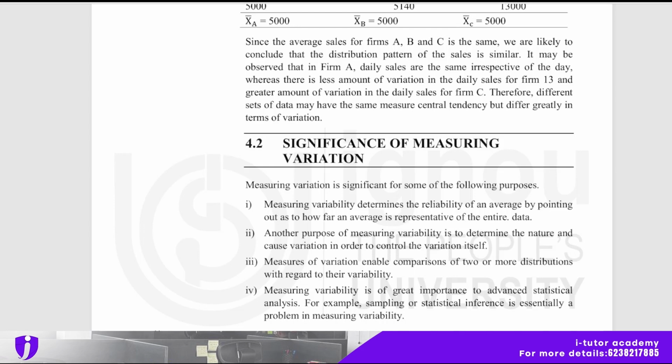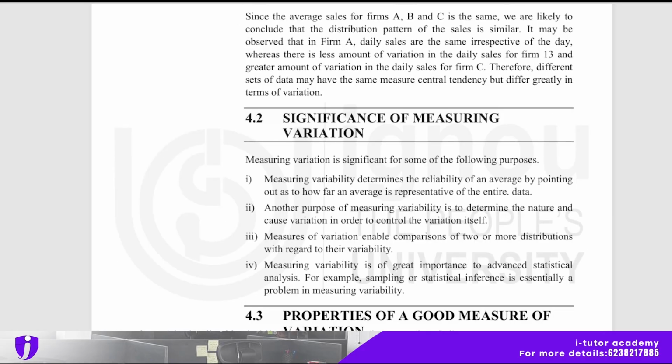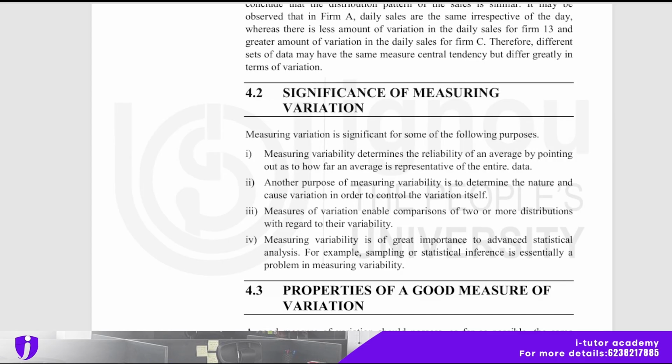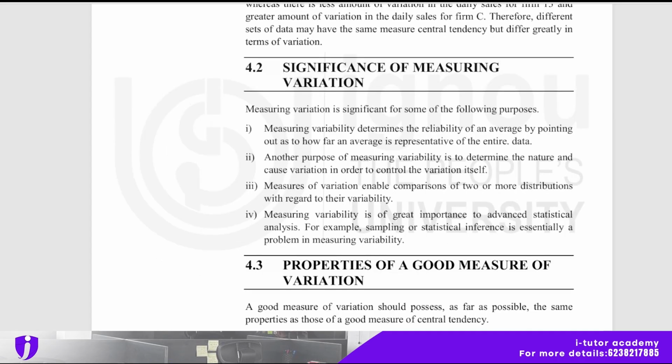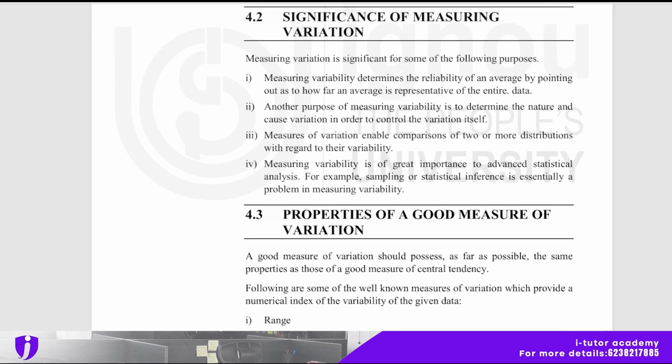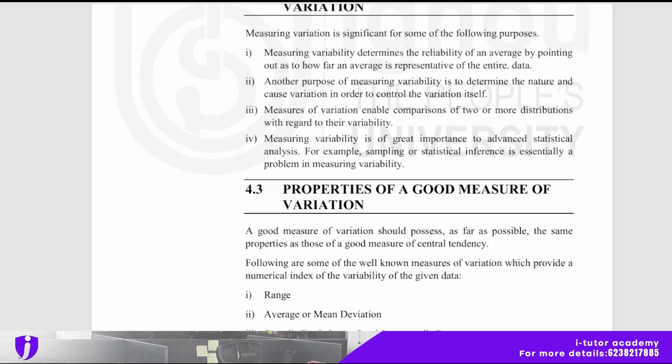Measuring variability determines the reliability of an average by pointing out how far an average is representative of the entire data. Another purpose of measuring variability is to determine the nature and cause of variation in order to control the variation itself, and measures of variation enable comparison of two or more distributions with regard to their variability. Measuring variation is of great importance to advanced statistical analysis. For example, sampling or statistical inference is essentially a problem in measuring variability.